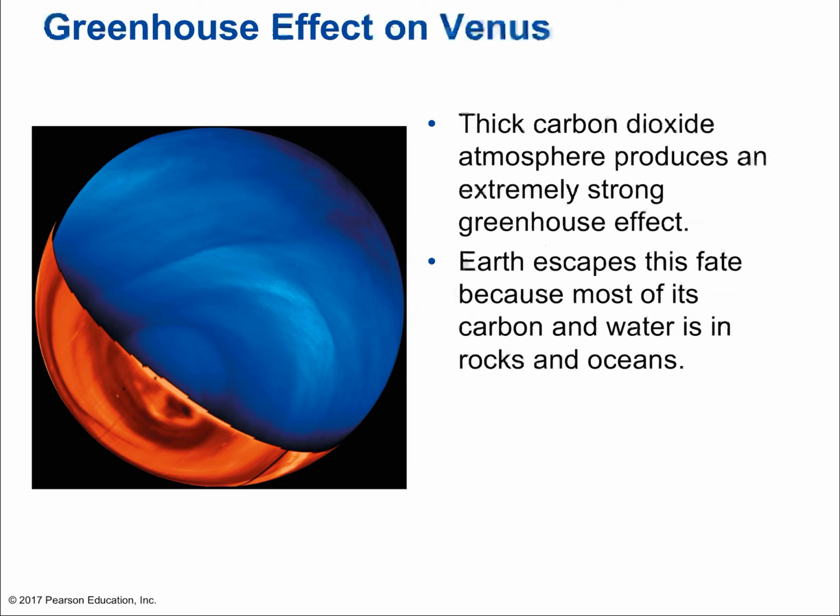The thick carbon dioxide atmosphere produces an extremely strong greenhouse effect. Okay. So whatever light comes in heats up the surface, the surface radiates infrared light, and that infrared radiation is completely trapped. The atmosphere is opaque to that infrared radiation. Earth escapes this fate because most of its carbon and water is in rocks and ocean. Okay, if all of our carbon dioxide trapped in rocks was freed and allowed to go in the atmosphere, we would end up like Venus. We would become a living hell.